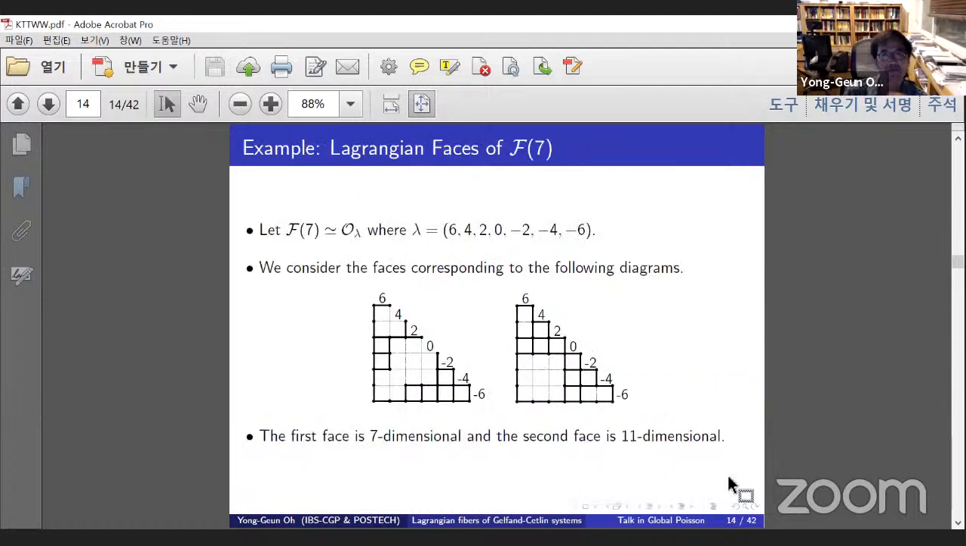Let's look at some examples. Let's look at F7, which has a nested sequence of eigenvalues. Let's look at these two particular faces and see which one satisfies the L block criterion. The first face is 7-dimensional because there are exactly 7 square boxes in it. The next one has 11-dimensional faces.